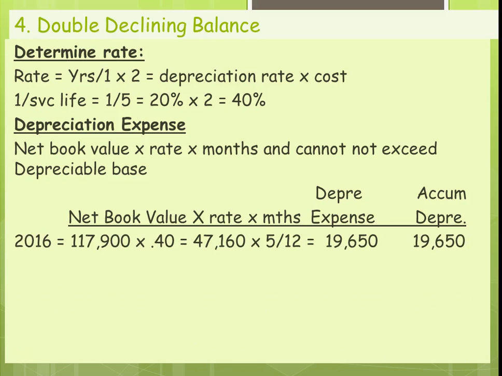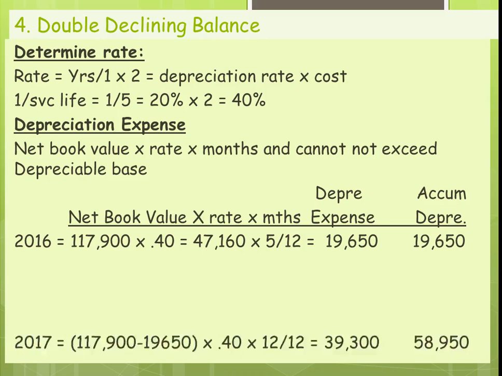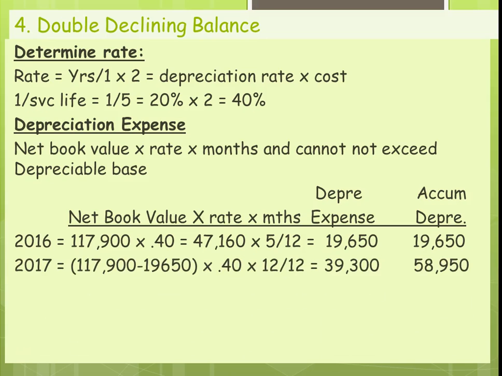So in our example, we're going to take 117,000, again, that is the cost because it's the first year, times 40% times 5/12. So that gives us depreciation expense of 19,650 and accumulated depreciation of 19,650. Now, for the next year, we're going to subtract accumulated depreciation from the cost times 40%, and that's going to give us 39,300. Our accumulated depreciation is 58,950 because we're going to take that 39,300 plus last year's accumulated depreciation.